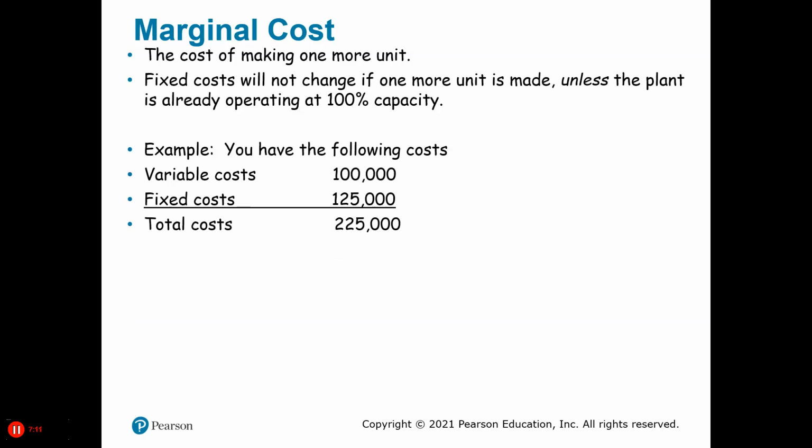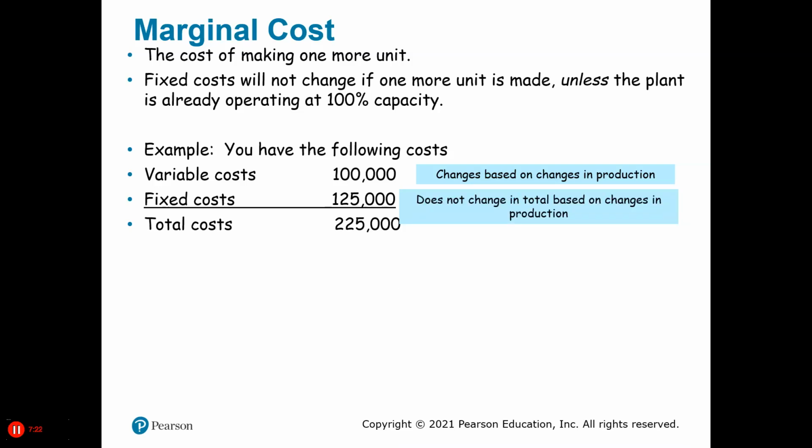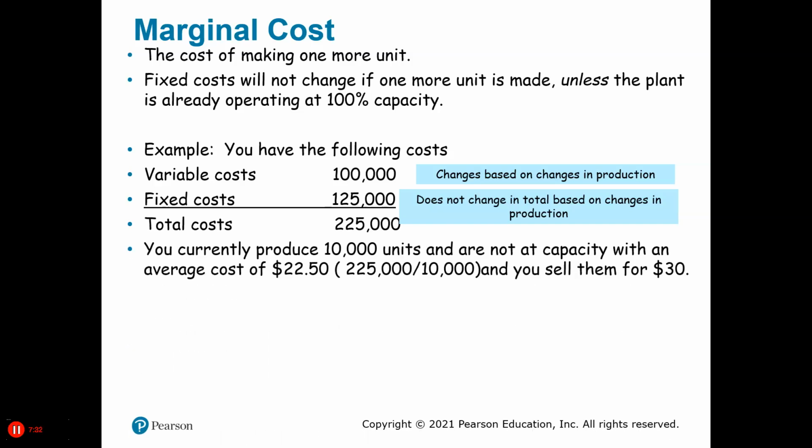So we have an example. We have variable costs of 100,000. We have fixed costs of 125,000. Our total costs are 225,000. Remember, the variable costs are going to change based on changes in production, but the fixed costs are not going to change as long as we're within the relevant range, i.e., when we don't have to add to our fixed costs. You are currently producing 10,000 units and are not at capacity, with an average cost of $22.50, and you sell for $30, so you're making a profit.